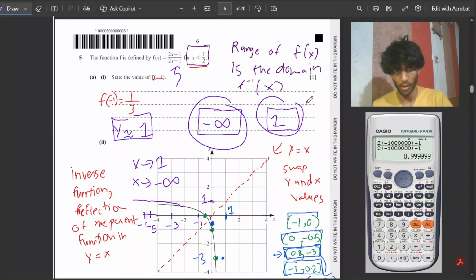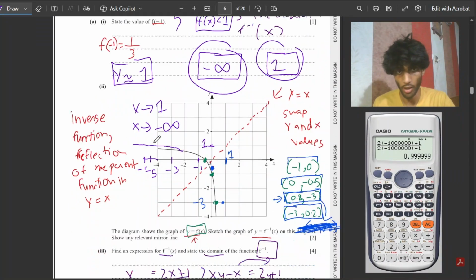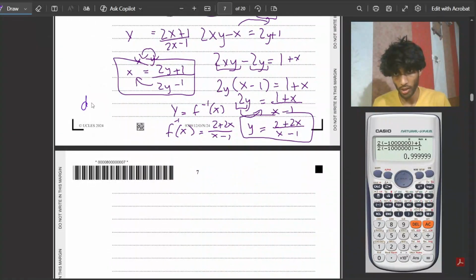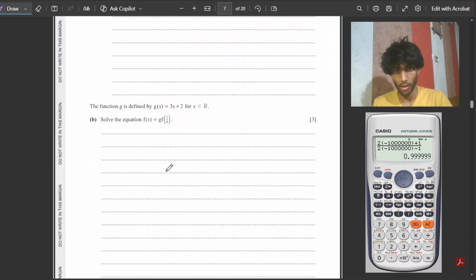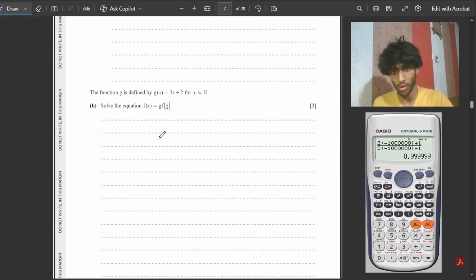So the range of f of x is basically less than 1, and from less than 1 it can go all the way to negative infinity. So the domain of its inverse function is x less than 1. Okay, perfect. Let's move on to part B.